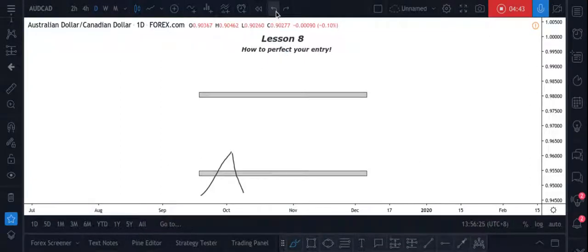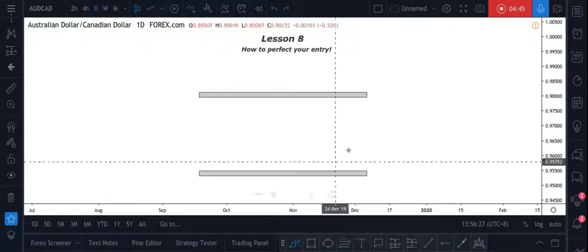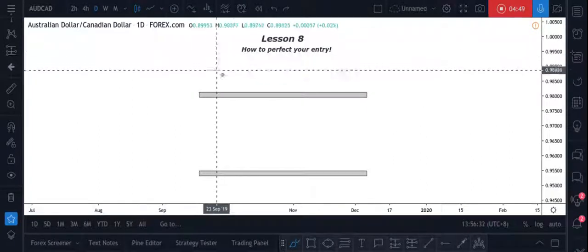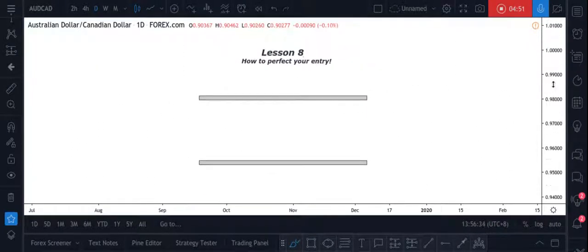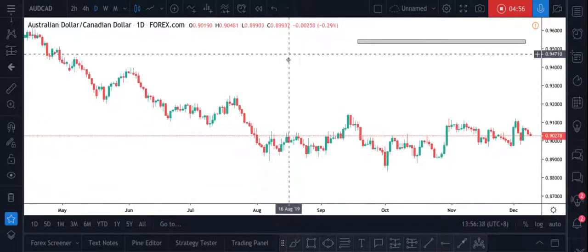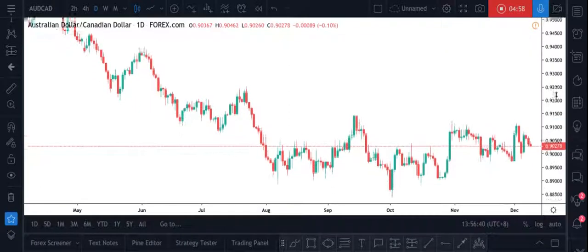So what I'd like to show you guys is a quick view of a live chart for AUD CAD, and you guys would be able to see that the strategy works, and it's very easy for you guys to profit off this kind of strategy. So let's take a look.